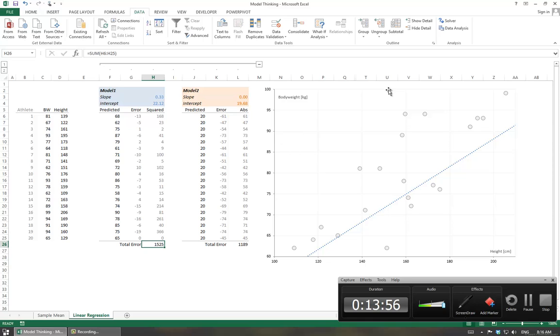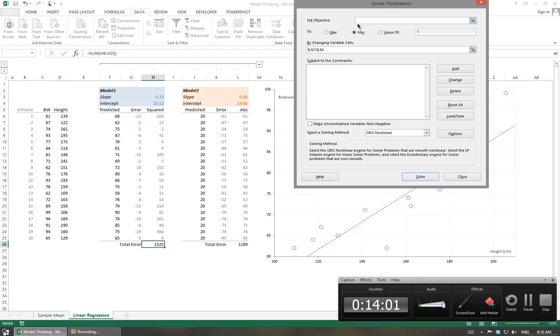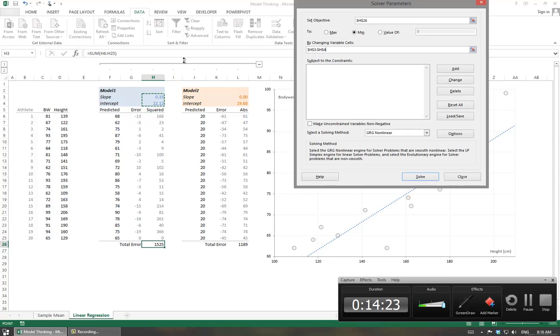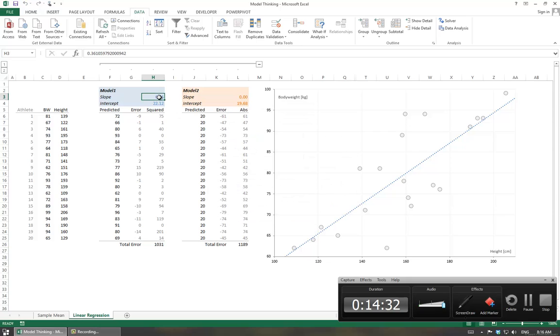In this case, the objective function, that's a term also from machine learning. So the objective function of the model is to minimize a certain number. So we want to minimize the error by changing these guys over here. So Excel is going to go through a certain iterative process and try to find the best solution. So you solve, and you get 0.36, and the intercept is 22. So this linear model gives us the minimal error.